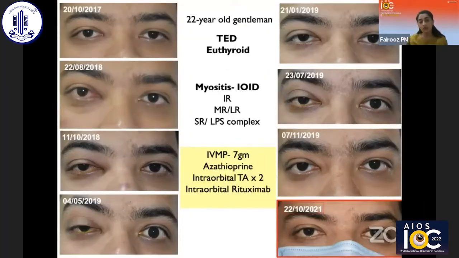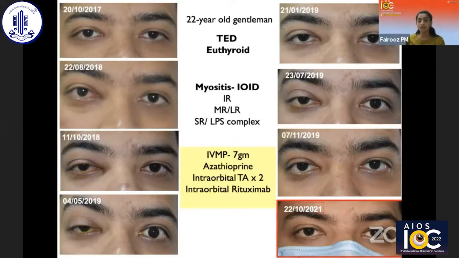In due course of his disease, as he progressed, there was involvement. Initial involvement was the inferior rectus, and that's why the referral doctor had diagnosed it as TED. But in due course of time, the medial rectus muscle, the lateral rectus muscle, and even the superior rectus LPS complex got involved. And this is how he recurred at different phases in his journey with myositis and idiopathic orbital inflammatory disease. And this is how the treatment was given.